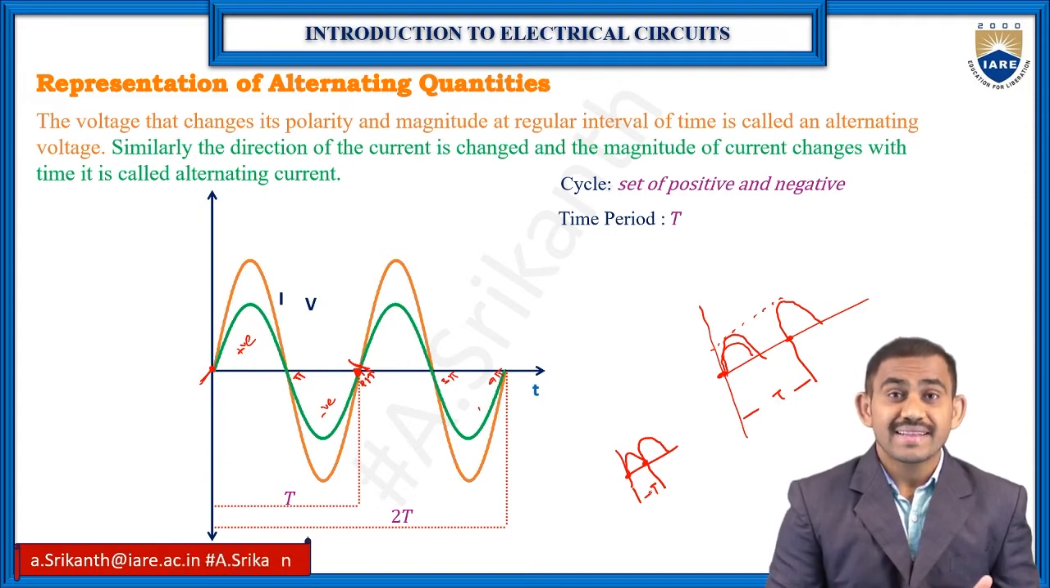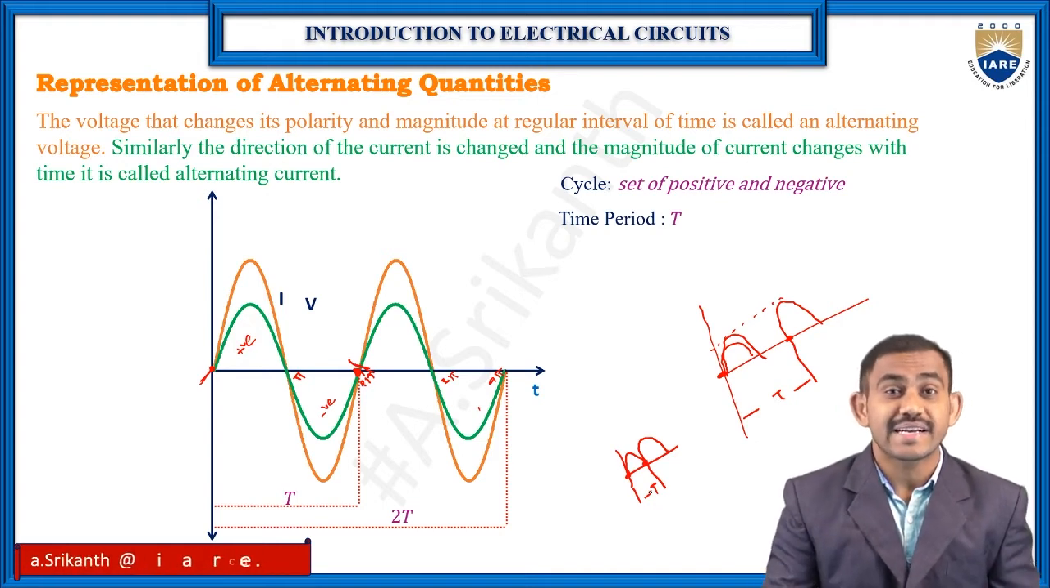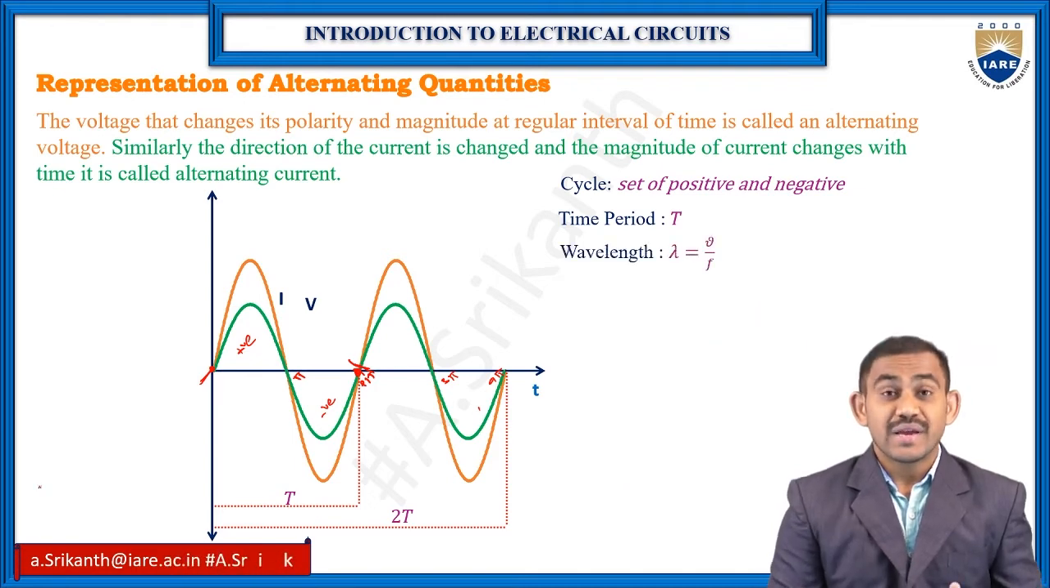Simple. So where the waveform started again, in that axis where my waveform started again, that is your time period. Now the next one is wavelength.